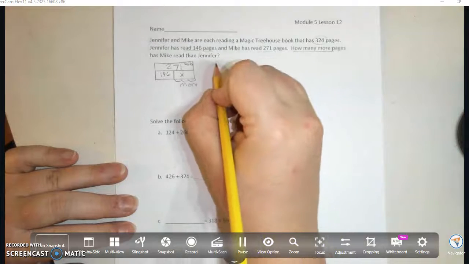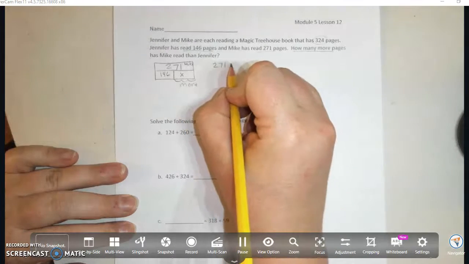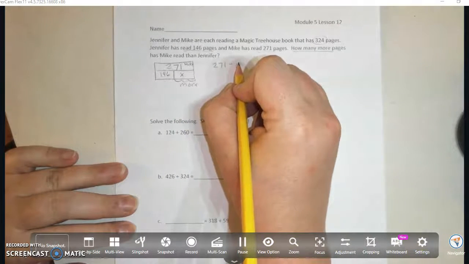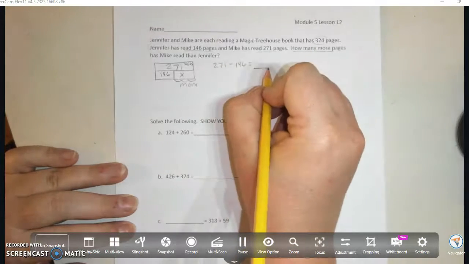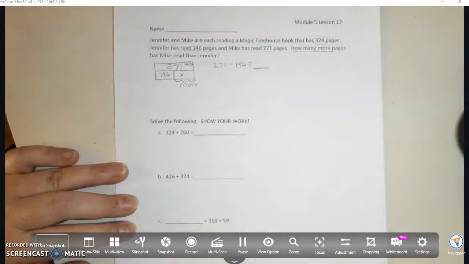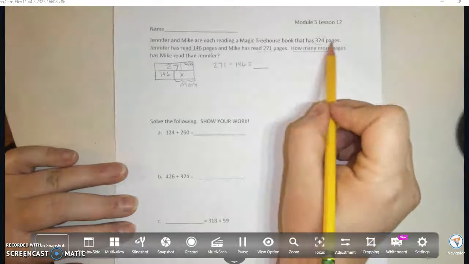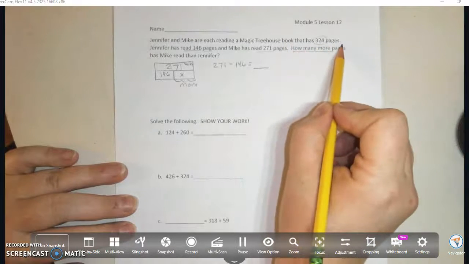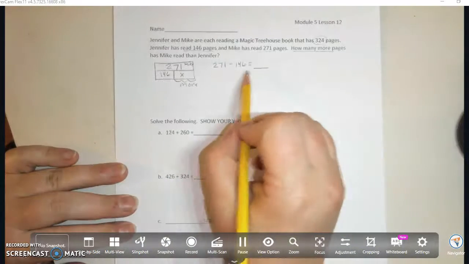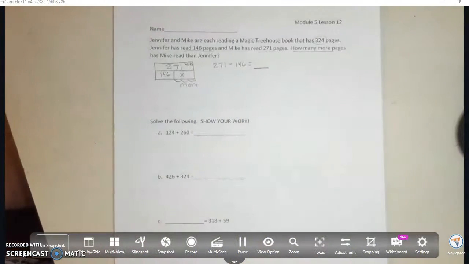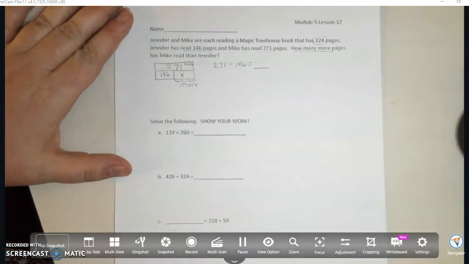It would mean that 271 minus 146 equals my unknown. Okay, once again, this information isn't needed. It's just set in there to confuse you. Once I figured this out, I can decide on the method I want to use for subtraction.